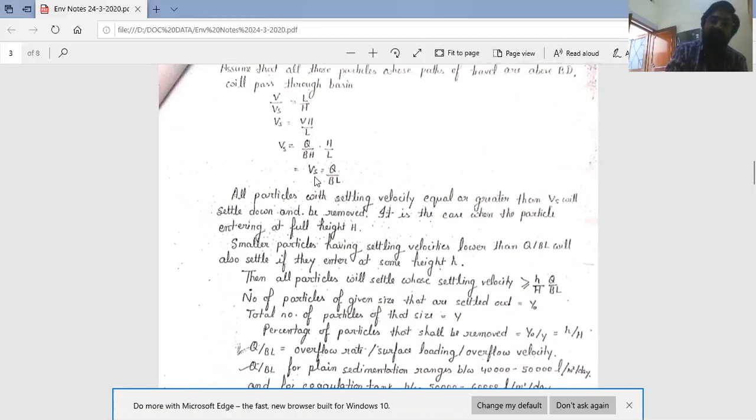So settling velocity does not depend on the height of the tank. This is the important thing. All particles with settling velocity equal to or greater than Vs will naturally settle down and be removed. It is the case when the particles enter at full height.